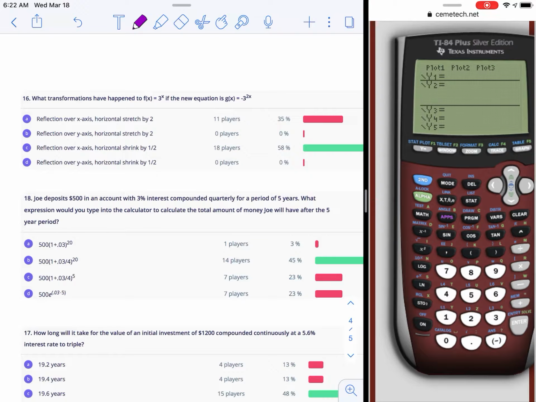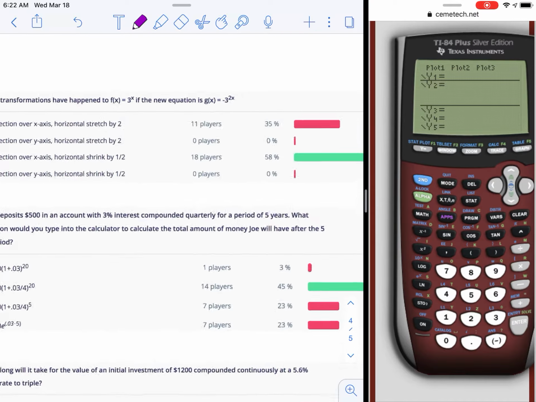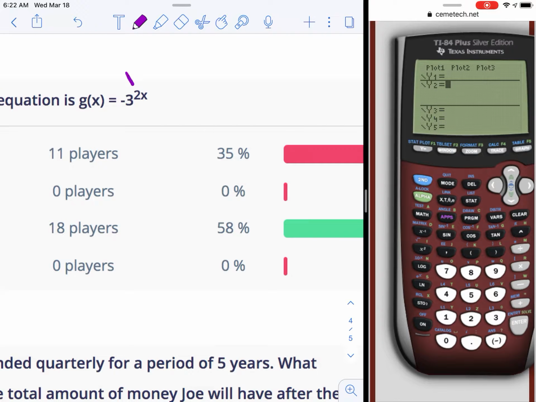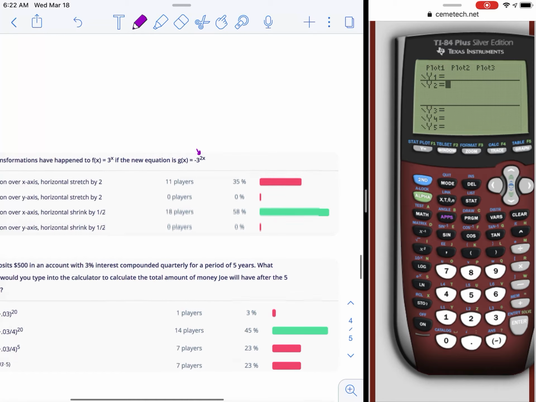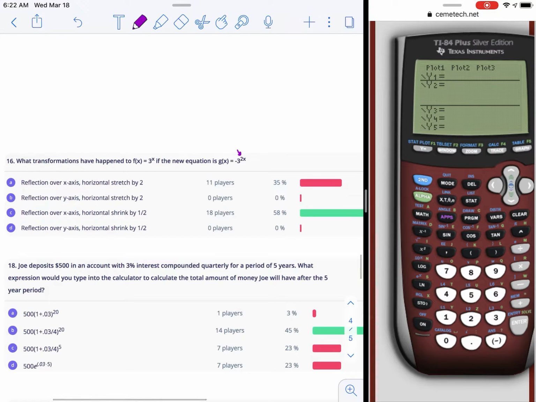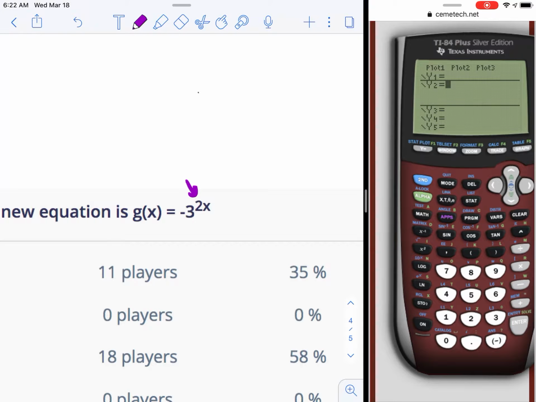Question 16, I would totally expect a lot of you guys had missed this one, just because whenever there is a 2 in the exponent, remember it's not what you think. I would think a horizontal stretch by 2, but remember that's actually a horizontal shrink by a half, which it shows right here in the problem that a lot of you guys made that mistake. So just keep in mind that when it's in the exponent, it's not what you think. A stretch by 2 would be if there was a 1/2 x in the exponent.